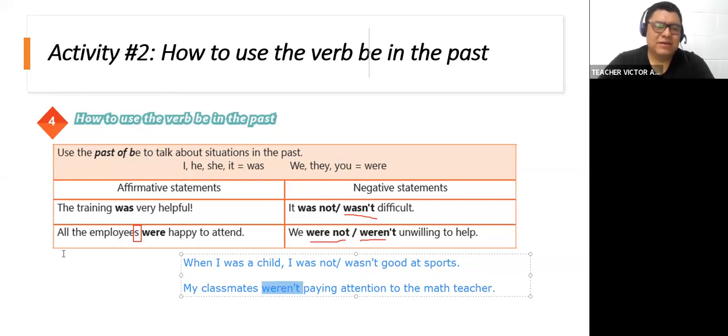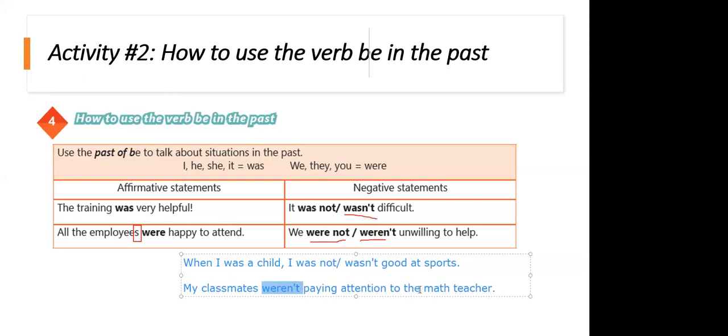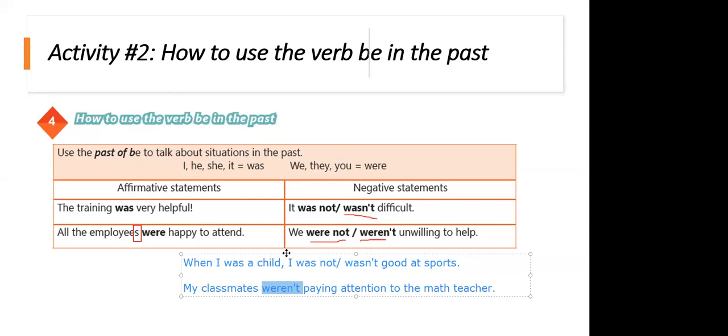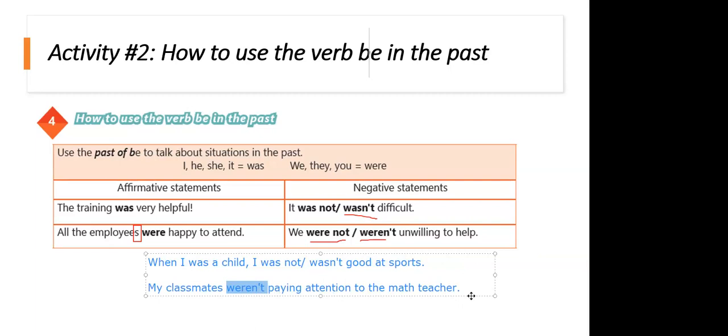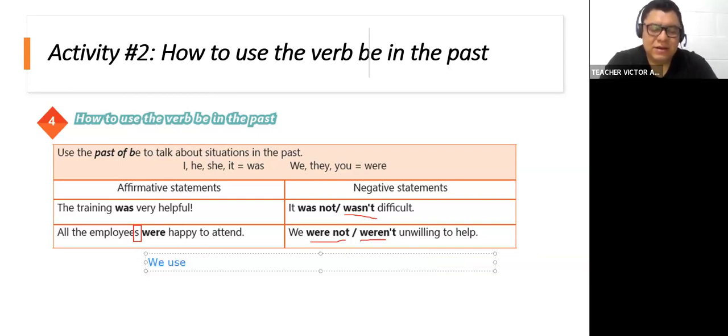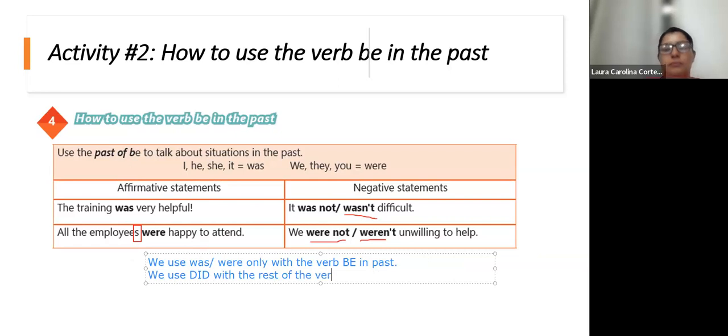Yes, teacher. Was and were, only with the verb to be? Question, did, only with the verb? That is correct. Okay, I'm right here. We use was or were only with the verb be in the past. We use did with the rest of the verbs.